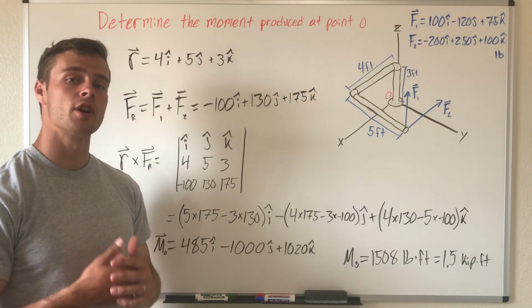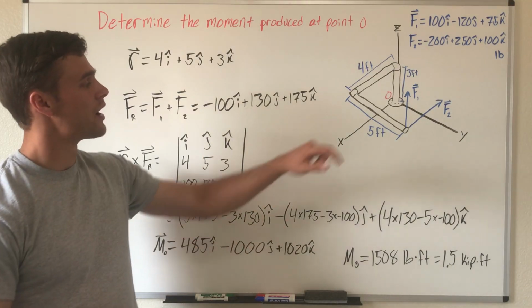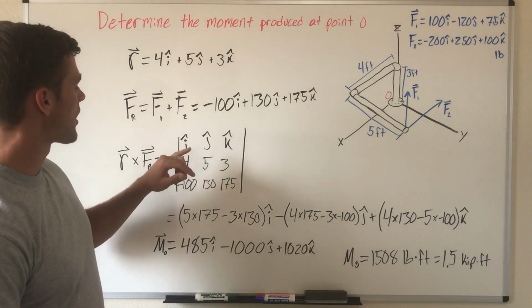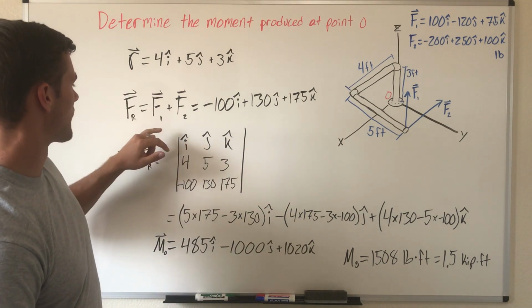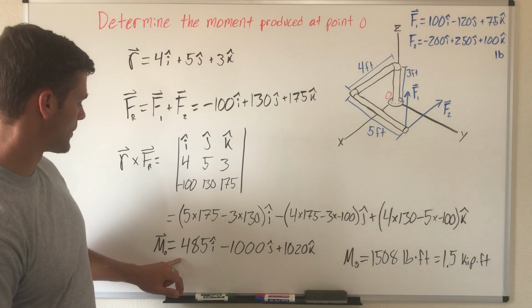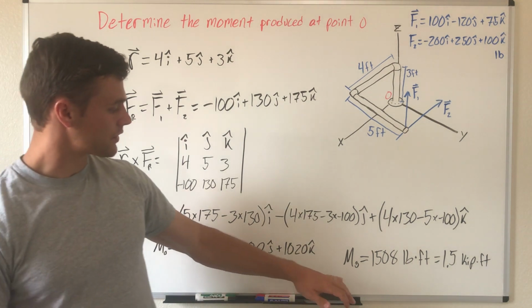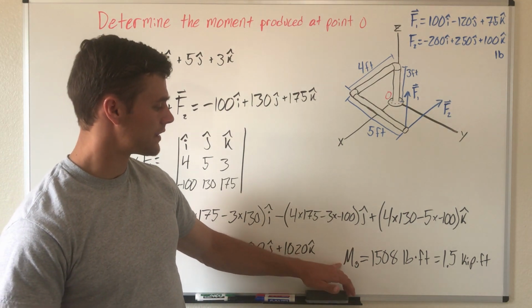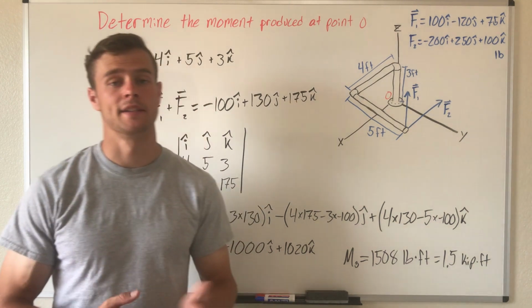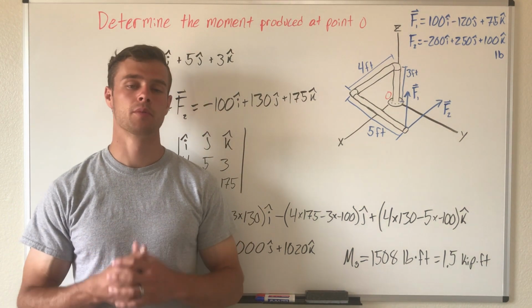Alright guys, so that's how you solve for your moment about point O. We took the cross product of our moment arm and our resultant force vector, and we got our moment in vector form. And we also took the square root of the sum of the squares to find the magnitude of our moment. And that is how you solve for the moment about a point.